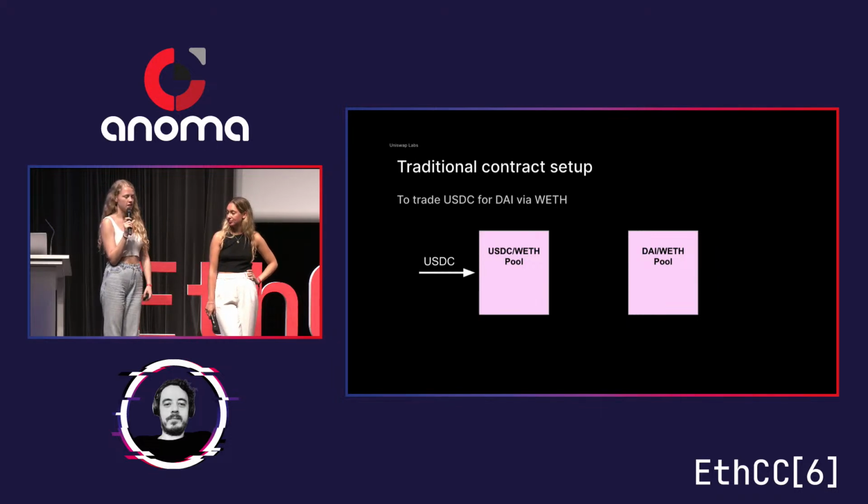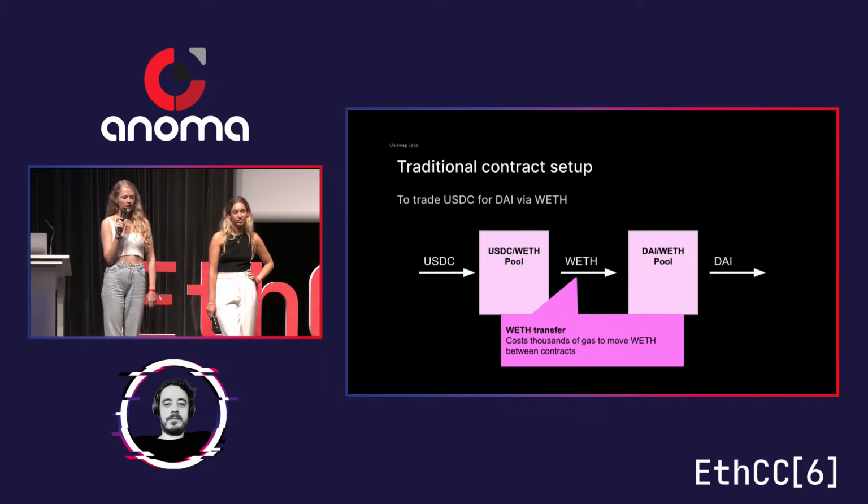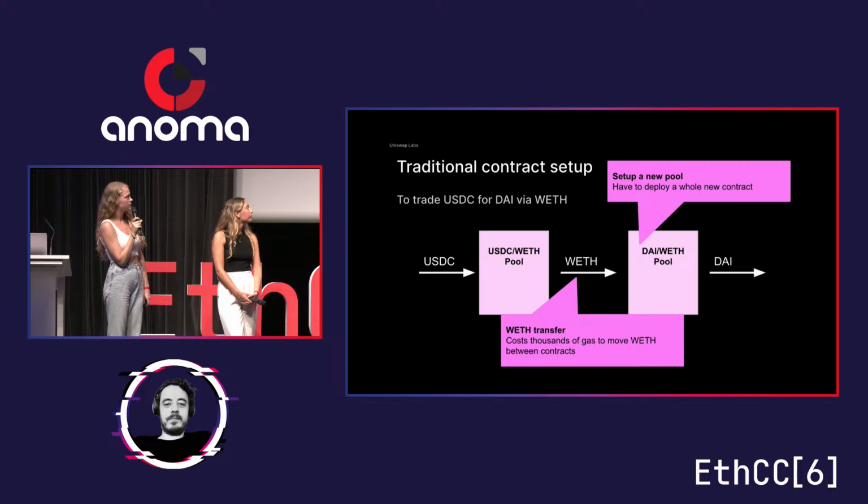But what happens is USDC gets sent in at the beginning of the trade. WETH has to get sent from one contract to another contract, and then DAI comes out at the other end of the trade. And this WETH transaction in the middle, this transfer, costs thousands of gas to move the WETH from one contract to another. The second expensive thing about this traditional setup is that when you want to set up a new pool, let's say there's a token, it's not yet on Uniswap, you want to set up a new pool for that token and WETH, you have to deploy a whole new smart contract, which can be a very expensive thing to do. So that's quite a big barrier.